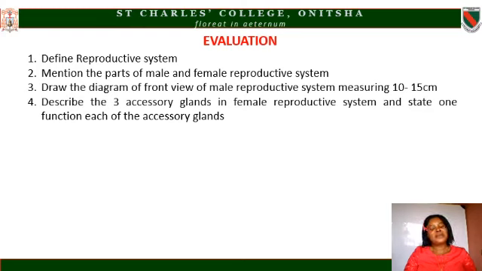I want to use the following questions to evaluate you. Number one, define reproductive system. Number two, mention the parts of the male and female reproductive system. Number three, draw the diagram of the front view of the male reproductive system, measuring 10 to 15 centimeters. And number four, describe the three accessory glands in the female reproductive system and state one function each of the accessory glands.